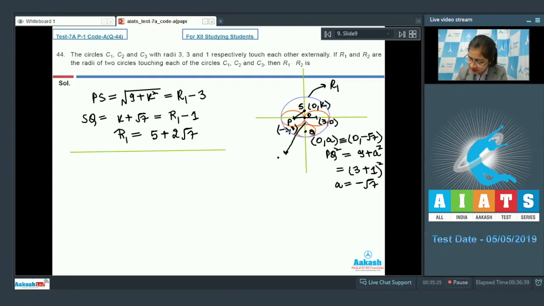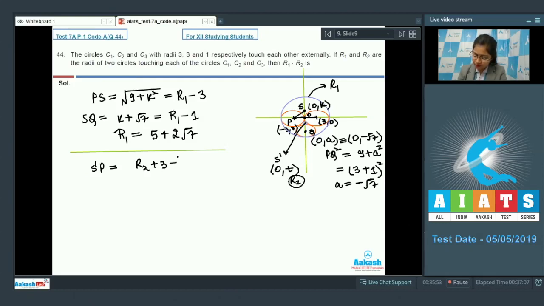Now in a similar pattern, we will find the radius of the smaller circle. Let's say its center is S dash, represented by (0, T). So S dash P will be equal to the sum of the radii of both the circles. Let us say the radius of the smaller circle is R2, so it will be equal to R2 plus 3.